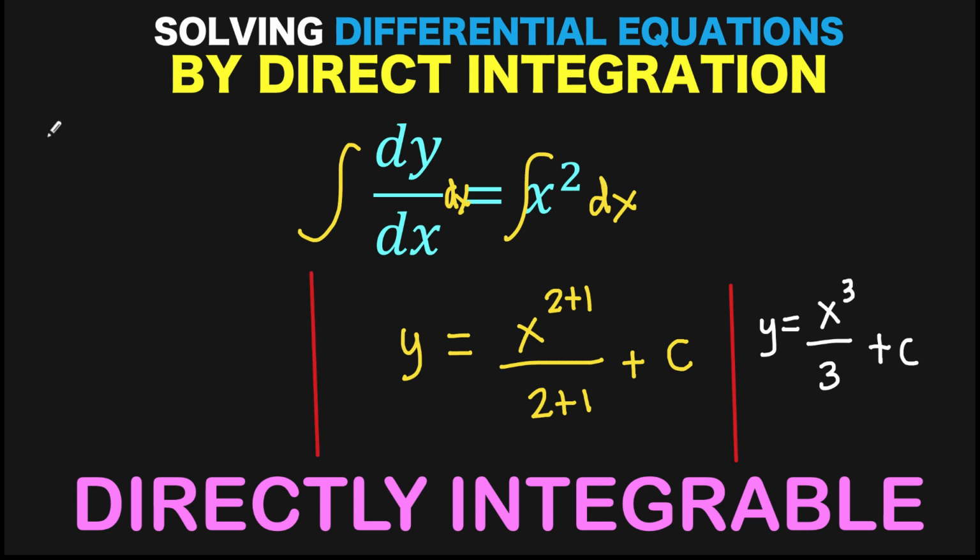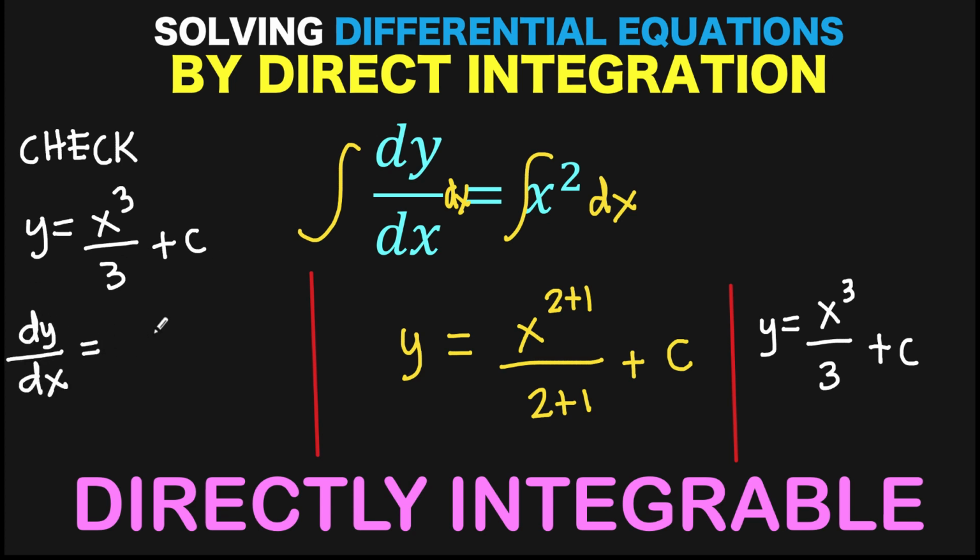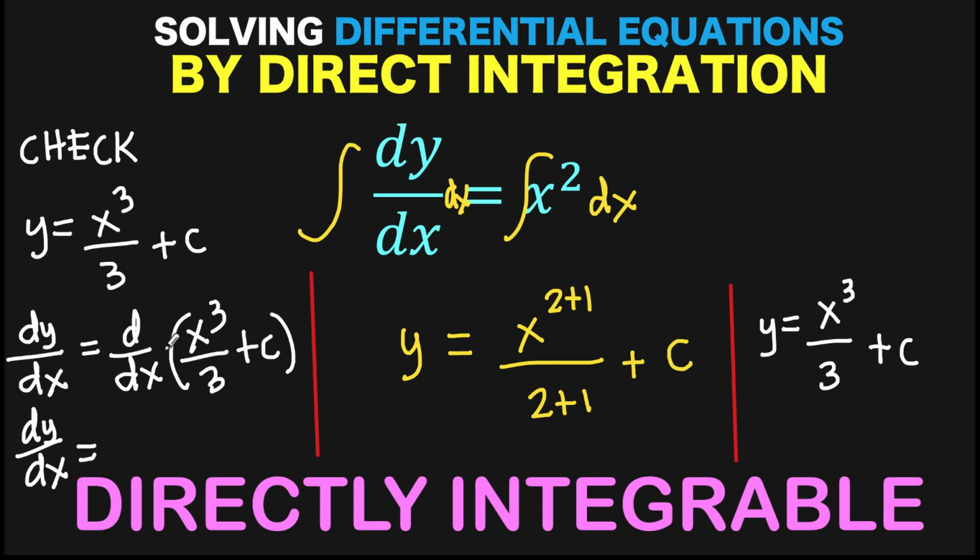Now, to check if our answer is correct, we can just reverse the process. From the result y is equal to x cubed over 3 plus c, we take the derivative of both sides. So we have dy over dx equals the derivative with respect to x of x cubed over 3 plus c. The derivative of x cubed over 3 is 3x squared over 3, plus the derivative of a constant, which is 0, and 3 divided by 3 is equal to 1. So we arrive at dy over dx is equal to x squared, which is the original given equation.